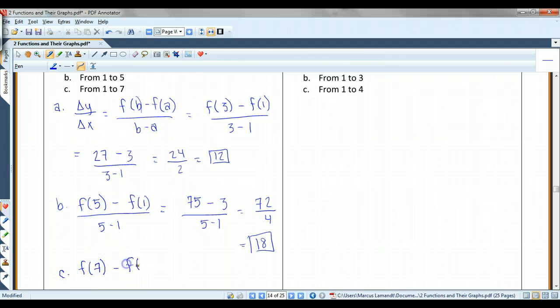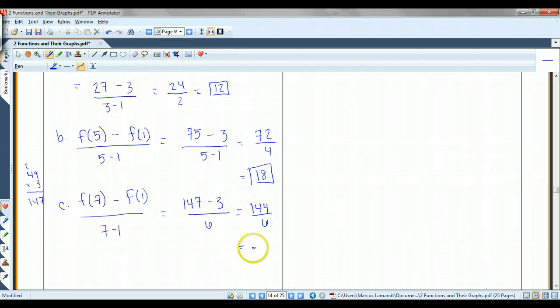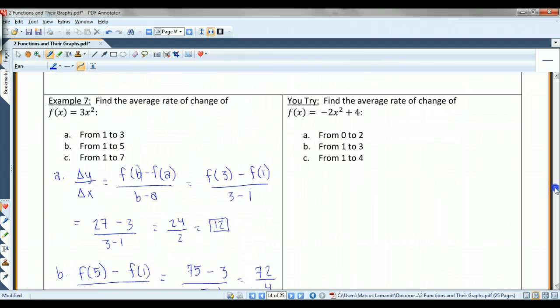F of 7 minus f of 1 over 7 minus 1. 7 squared is 49. 49 times 3 is 147. So I've got 147 minus 3 over 6. So 144 over 6, which is 24. Alright. I'll let you guys go ahead and try that one.